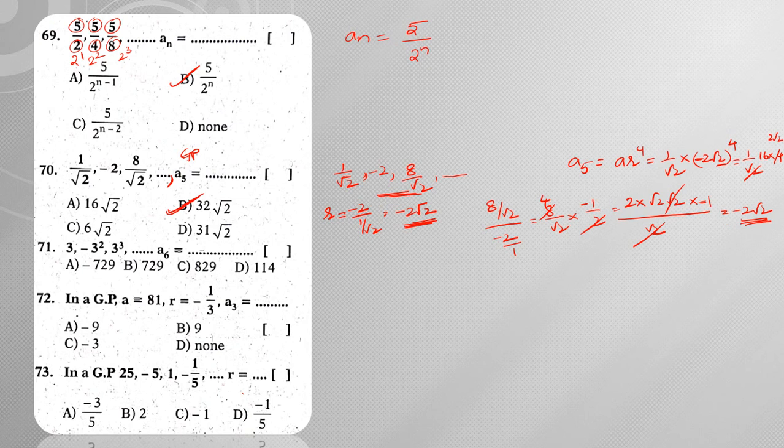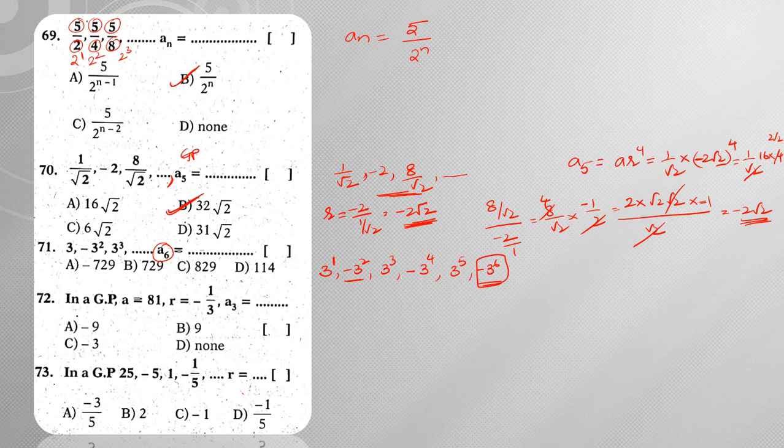Next, question 71. If you observe, this is 3. The next one is minus 3 square. The next one is 3 cube. Then automatically you can say this is minus 3 power 4. Whenever you are having an even power, you are getting minus. That means, what do I need? The sixth term. The first term started with 3 power 1. That means the next term will be 3 power 5 and the next term will be minus 3 power 6. That means the sixth term is minus 3 power 6.